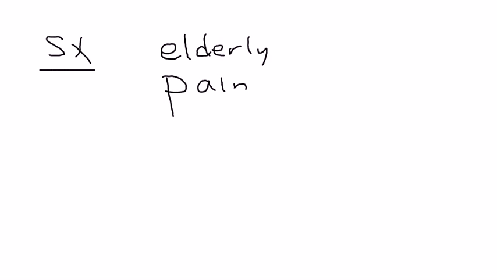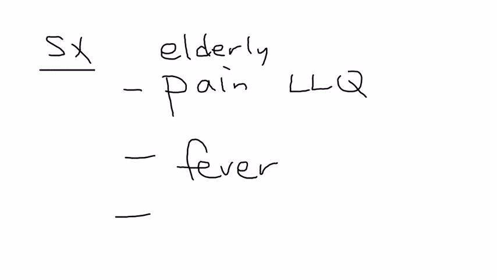So let's start with the symptoms. Basically, you will have a patient that is elderly that presents with pain in the left lower quadrant, LLQ. Very important to remember, because right lower quadrant is a different presentation, because right lower quadrant is appendicitis, and also appendicitis usually occurs in the younger population. You can also have fever, and in more severe cases you can have abdominal signs such as rebound and guarding.